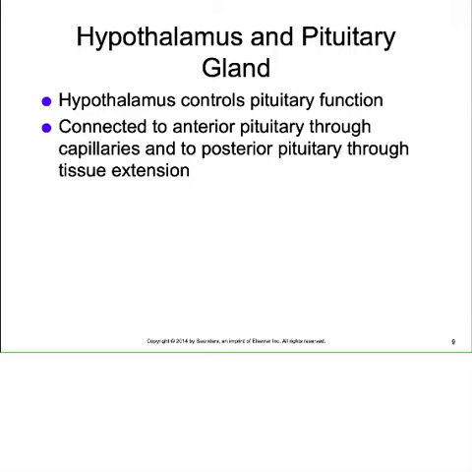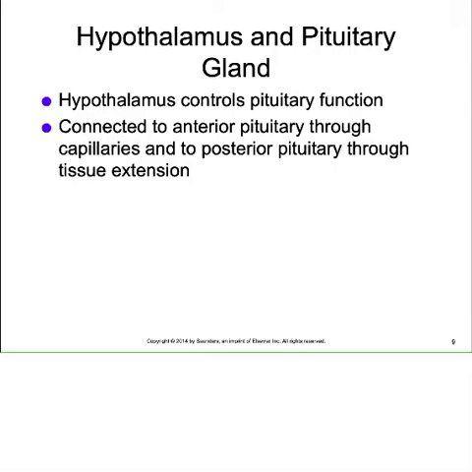As an example, thyroid-stimulating hormone is designed to cause the thyroid gland to release thyroid hormone, T3 and T4. Adrenocorticotropic hormone causes the adrenal cortex to release cortisone and cortisol, and to a lesser extent aldosterone. Follicle-stimulating and luteinizing hormone target the gonads and cause them to release estrogen, progesterone, testosterone, depending on which gonadotropin we're talking about.